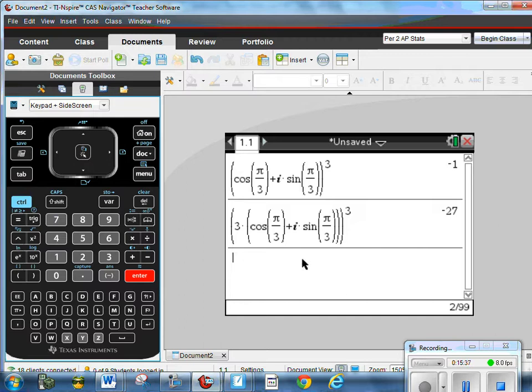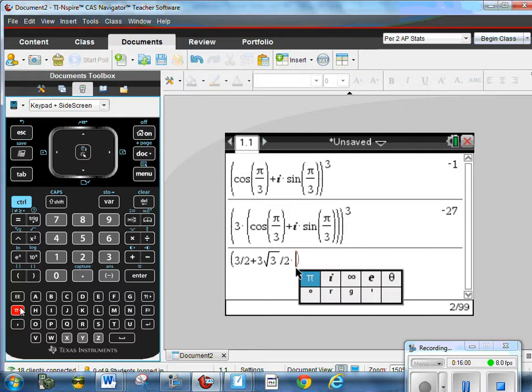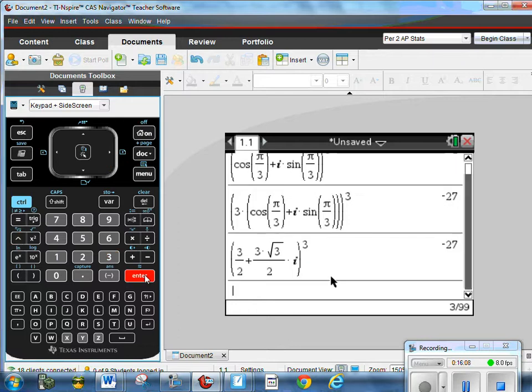Now let's do the same thing in rectangular form. So open a set of parentheses, and I have 3 over 2 plus 3 square root of 3 divided by 2 times i. And remember, once again, get the imaginary unit from the menu, and then raise that all to the third power, and enter, negative 27.